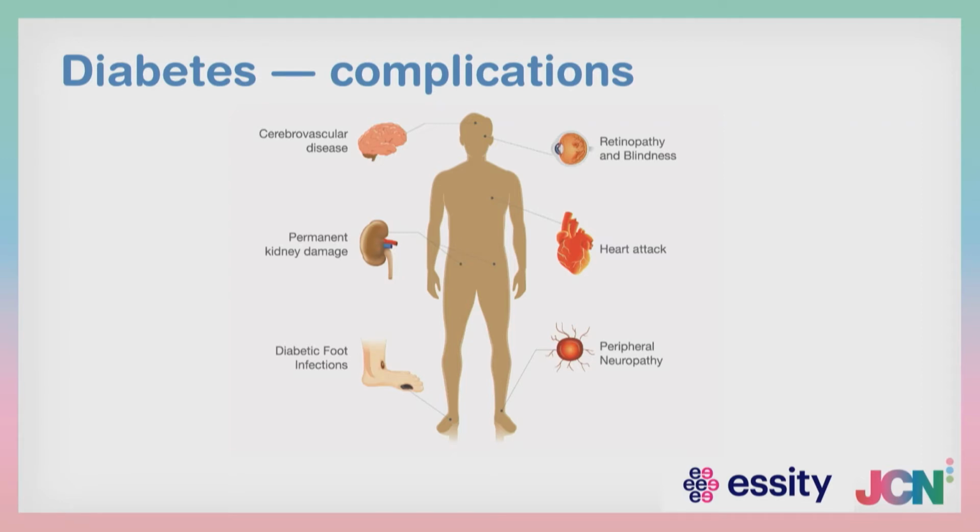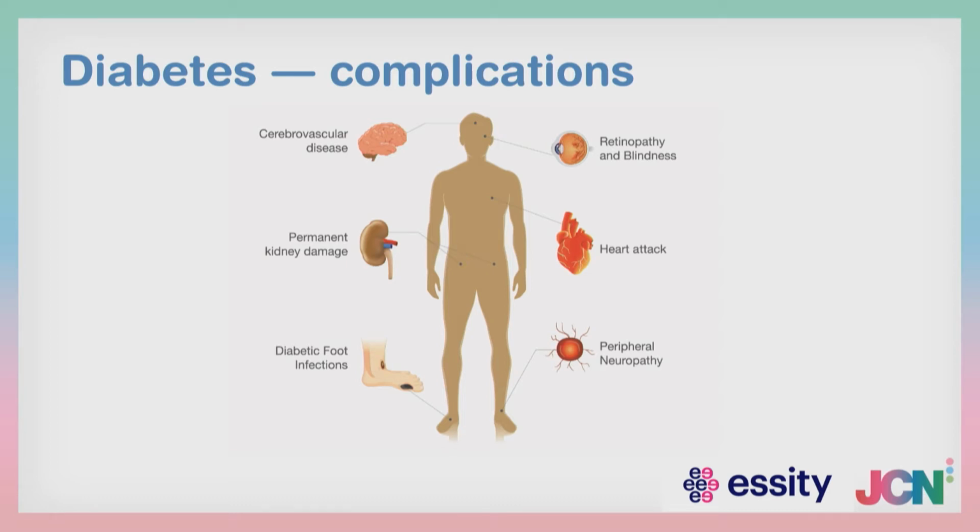So the complications of diabetes, and I think sometimes these are unseen, so it's important to be aware of them, to make our patients aware of them if we have uncontrolled diabetes. So we have a risk of stroke, we have a risk of eyesight problems, retinopathy and blindness. We can get kidney damage, and that can lead to permanent damage, and people can then have to go for dialysis and even kidney transplant.